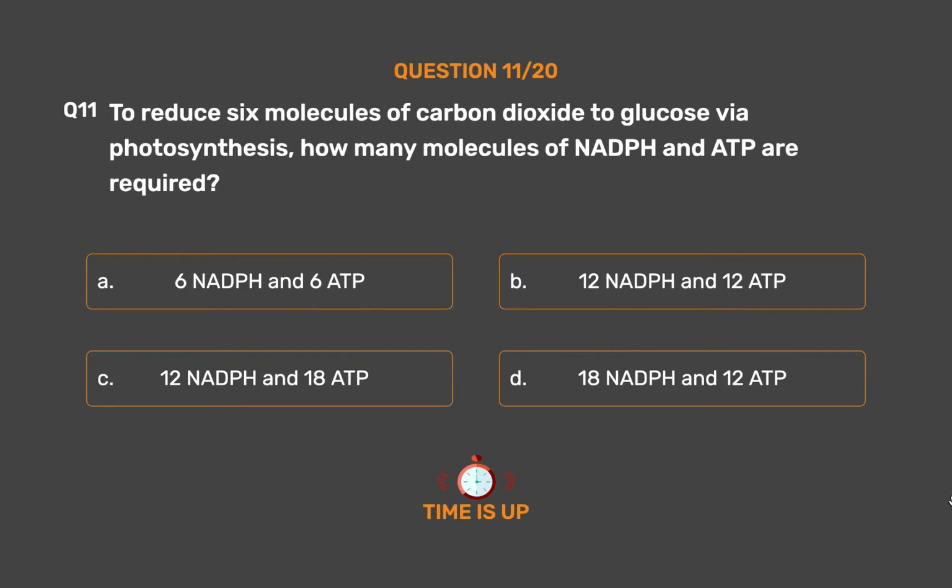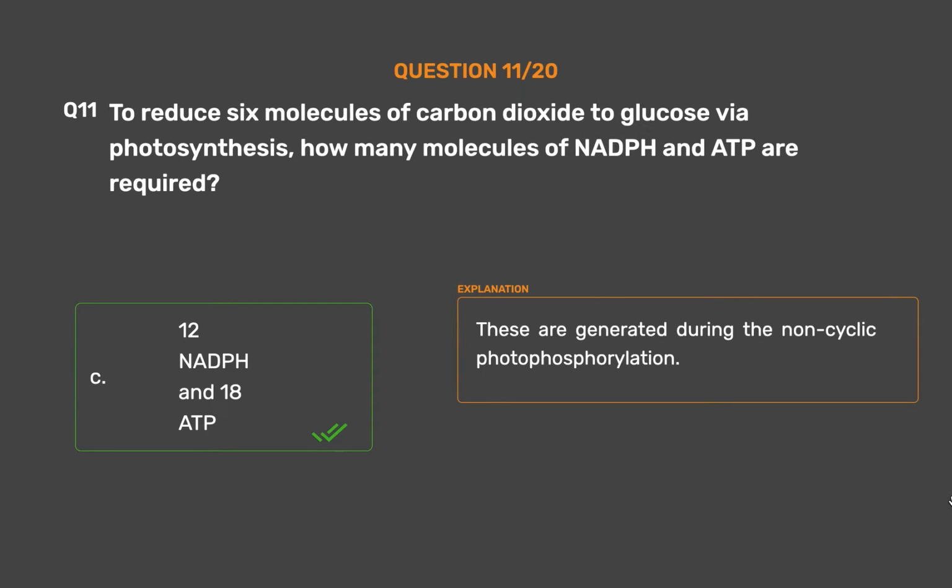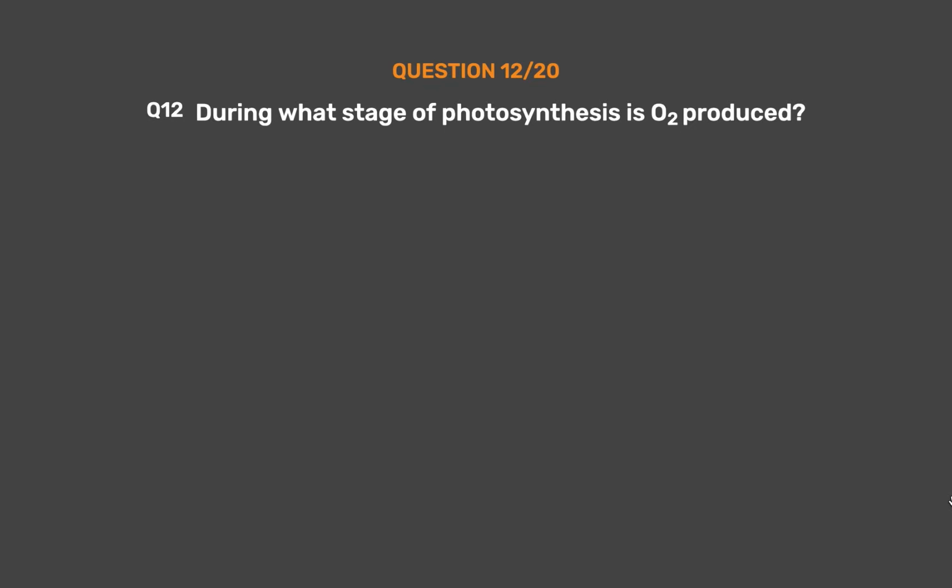The correct answer is option C. 12 NADPH and 18 ATP. These are generated during the non-cyclic photophosphorylation. Question number 12. During what stage of photosynthesis is O2 produced?